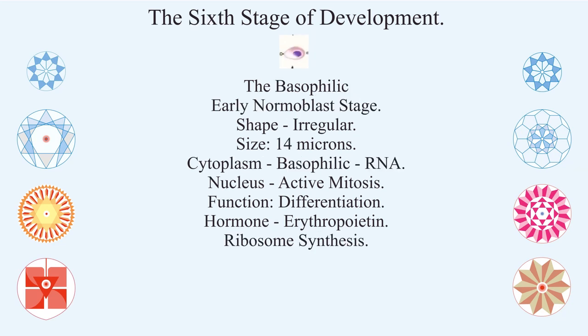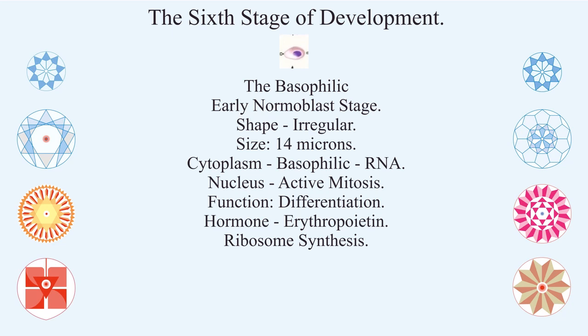Sixth stage is the basophilic, the early normoblast stage. Shape is irregular as you can see. Size is 14 microns. Now you start seeing that shape is irregular. Size is reducing: from 21 increasing to 22 and then slowly reducing by 2 microns at every level. Cytoplasm is basophilic. At this particular juncture, let me also make it clear.